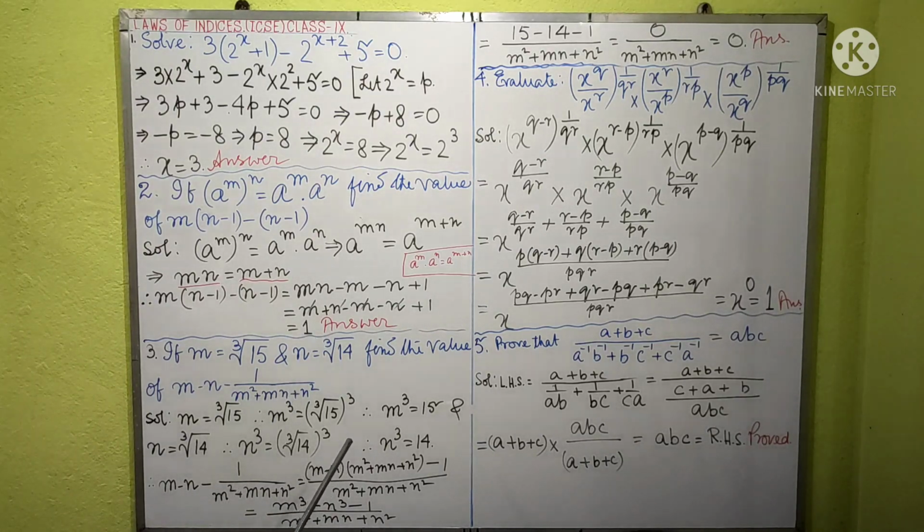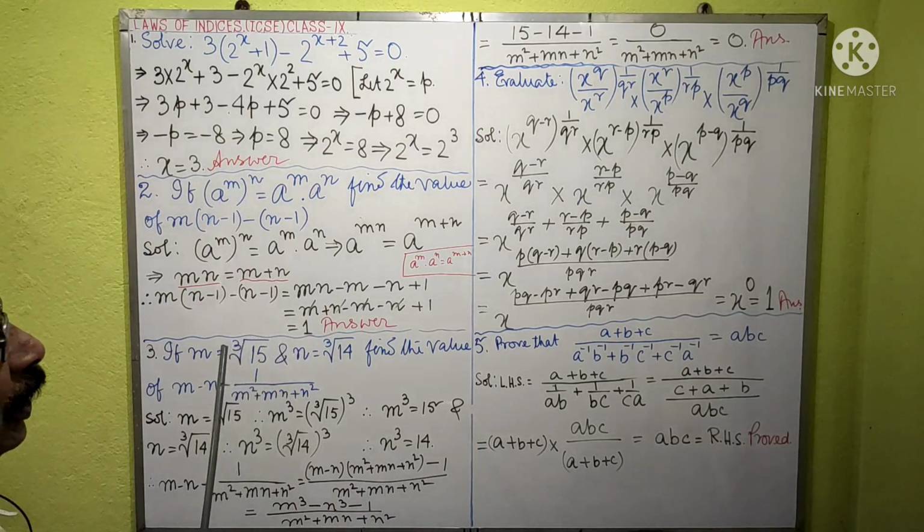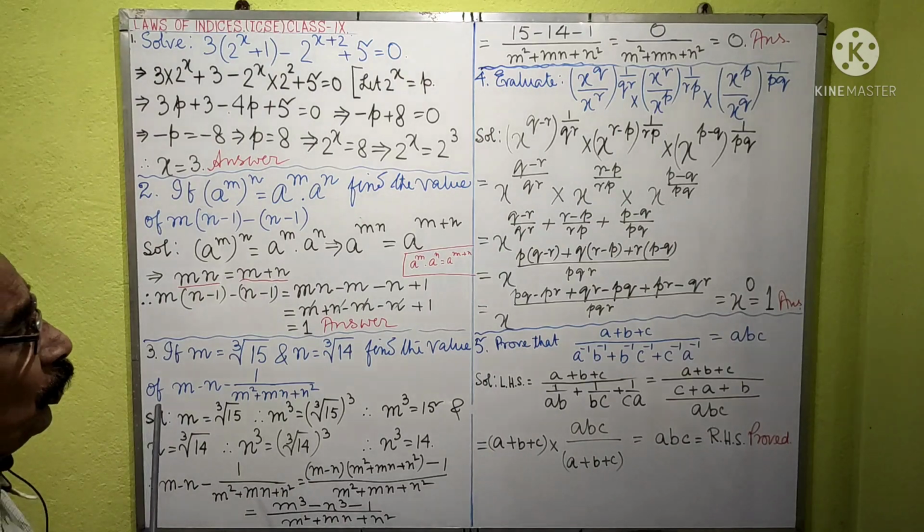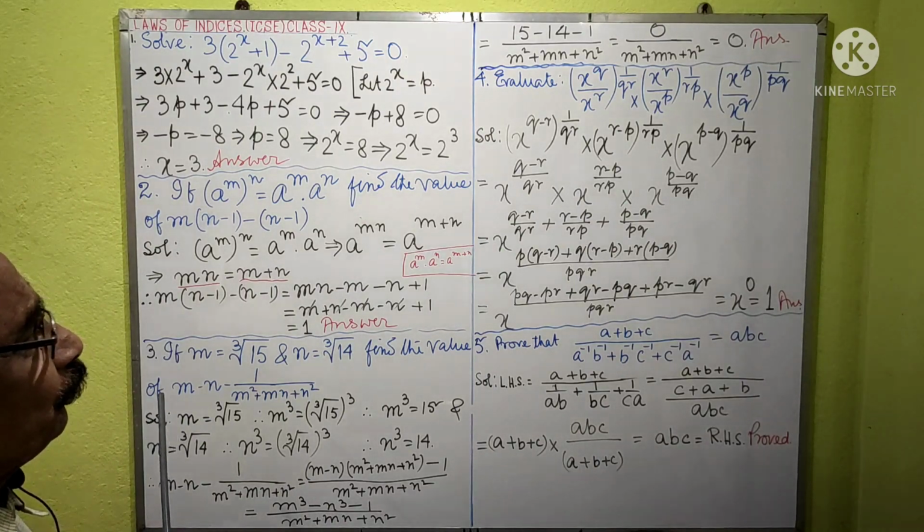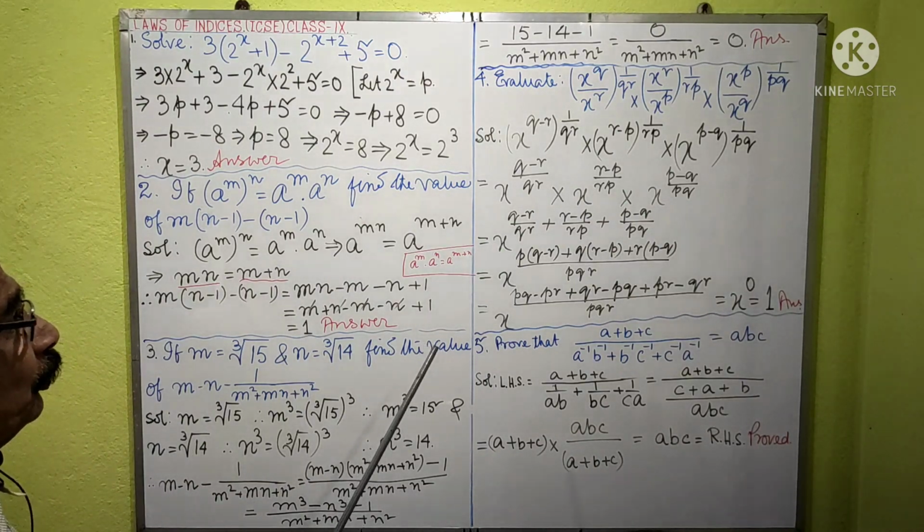Next, evaluate. Evaluate means find the value of x to the power q by x to the power r to the power 1 by qr, x to the power r by x to the power p to the power 1 by rp into x to the power p by x to the power q to the power 1 by pq. We have to find out its value.